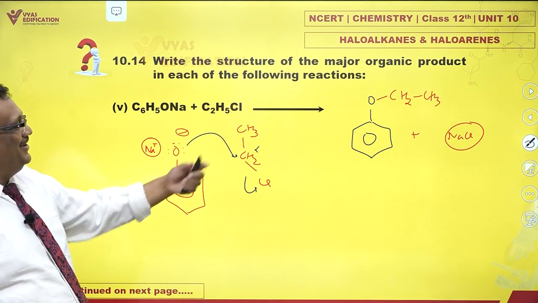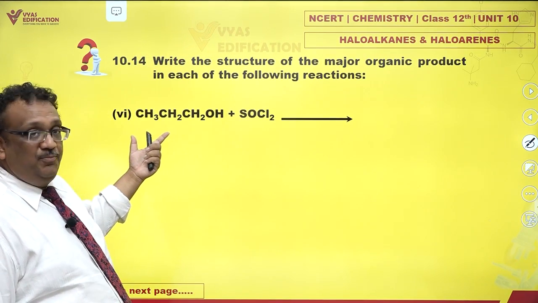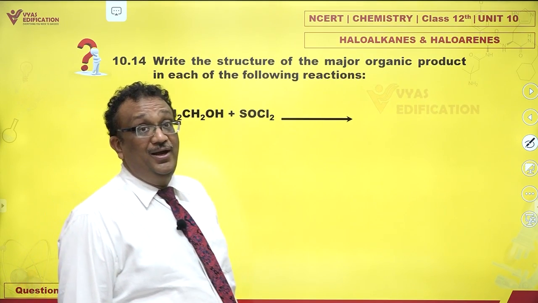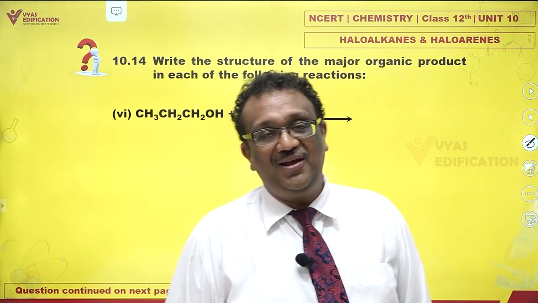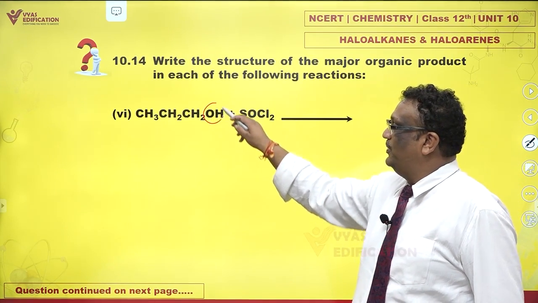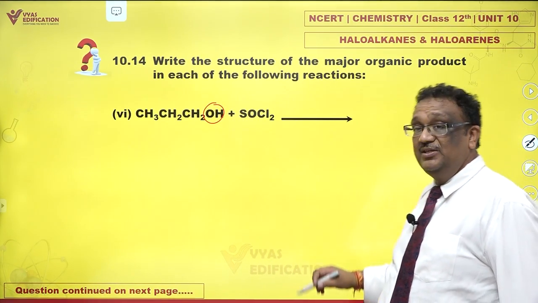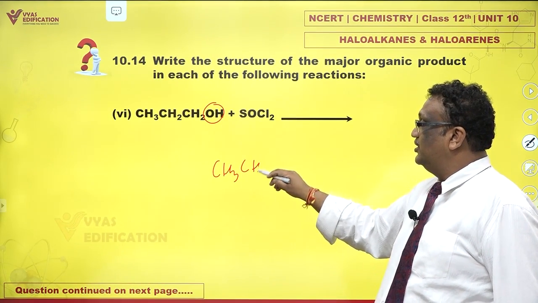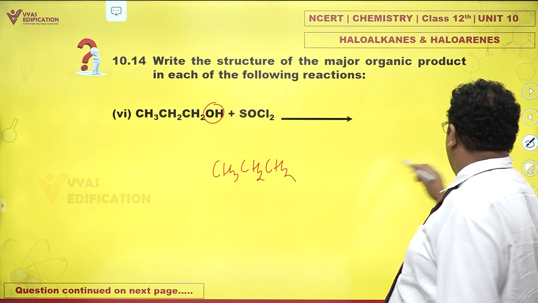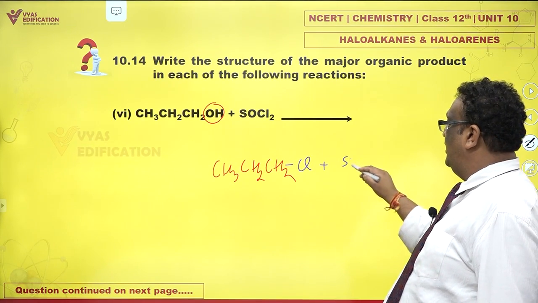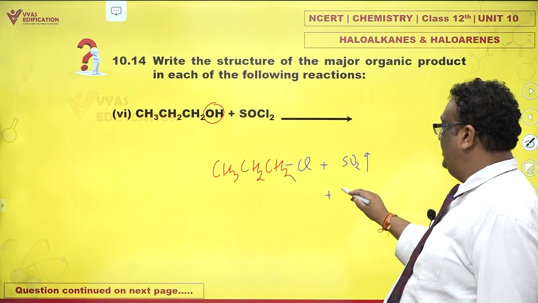Yes, there we are. You have propanol and SOCl2, the very famous thionyl chloride. This is Darzens' reaction. What do I get? SOCl2 replaces OH by Cl. It is a halogenation reaction, I get CH3CH2CH2, and the change happens here. I get Cl and SO2 and HCl.